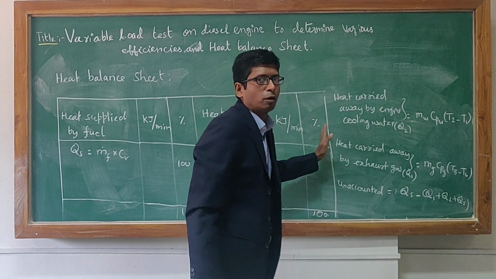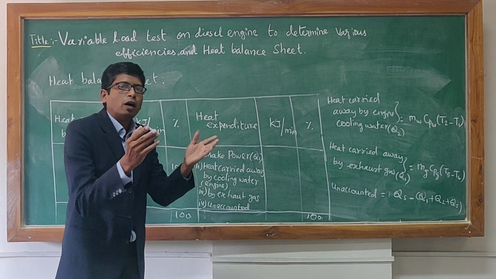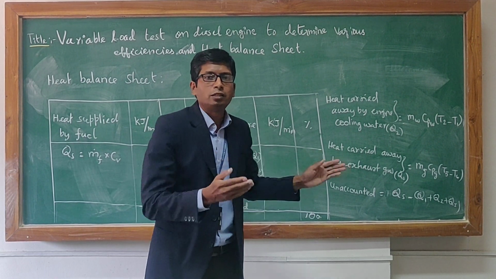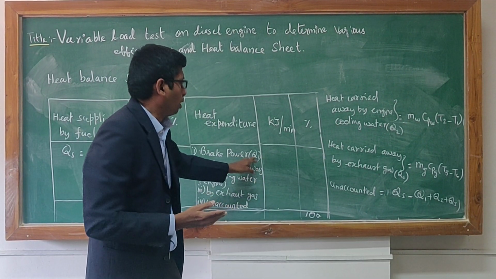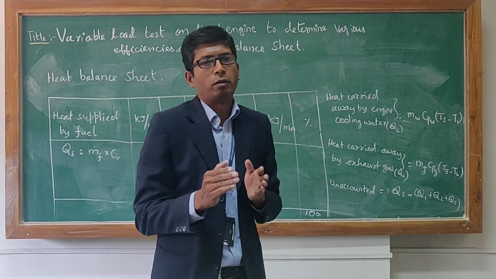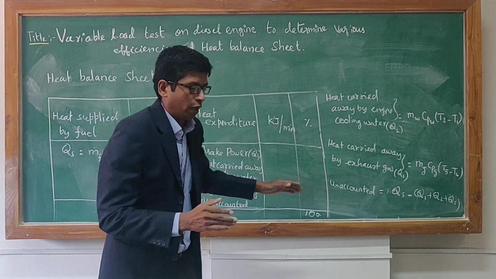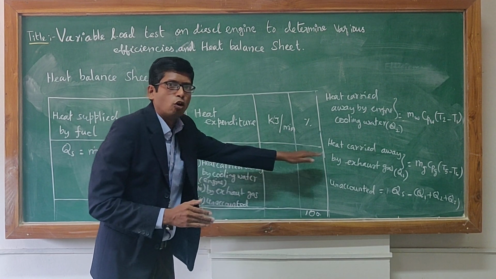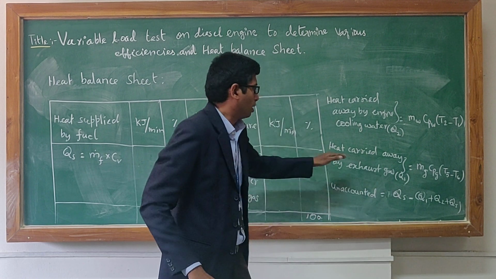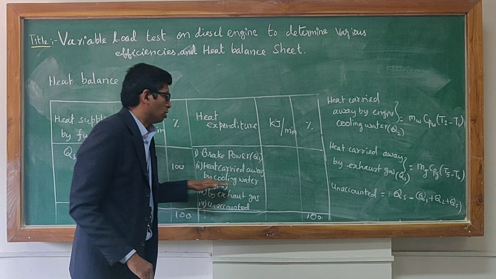That is given in the other part of the table, the heat expenditure. A partial amount of the heat is converted into useful work. What is the useful work? That is the brake power, which is Q1. We have seen the formula already, BP is equal to 2 pi NT upon 60, so we can calculate it. We put the value here, along with its percentage of the overall heat, as the share of the brake power. Then second is the heat carried away by the engine coolant.